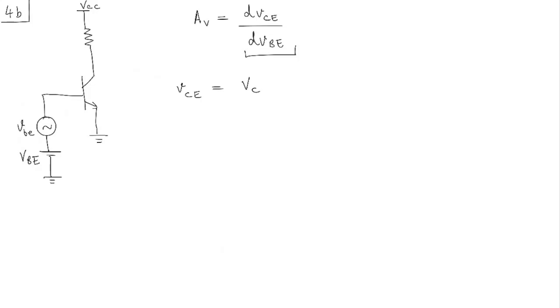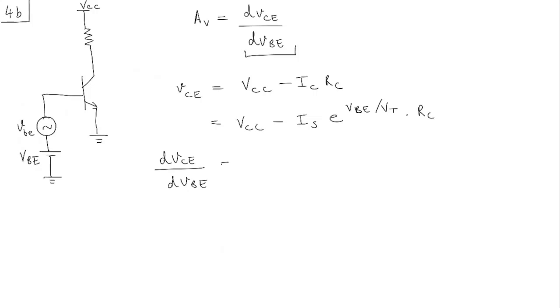VCE is VCC minus IC RC, isn't it? And what is that equal to? So we can replace IC as IS e to the power VBE over VT, times RC, right? And now we try to calculate dVCE over dVBE. So we are differentiating this equation with respect to VBE, right?